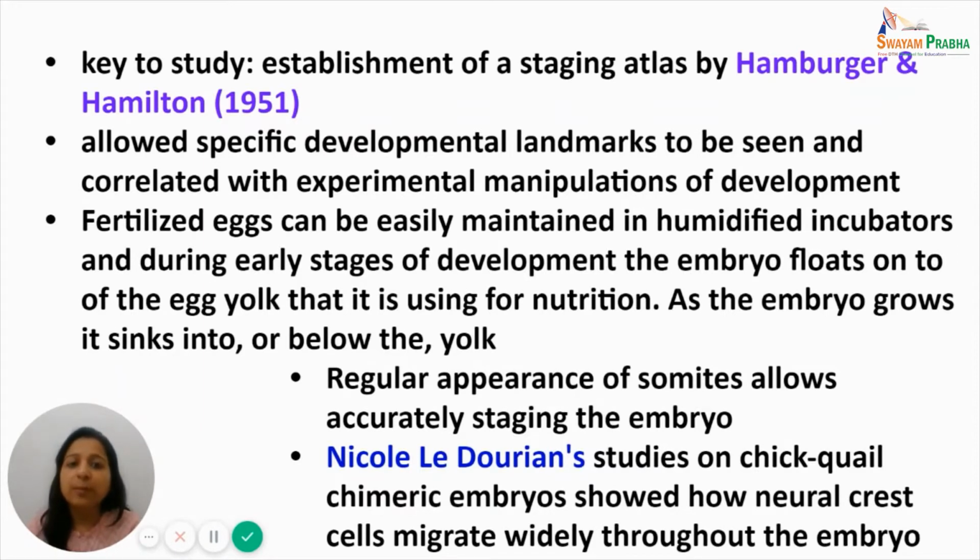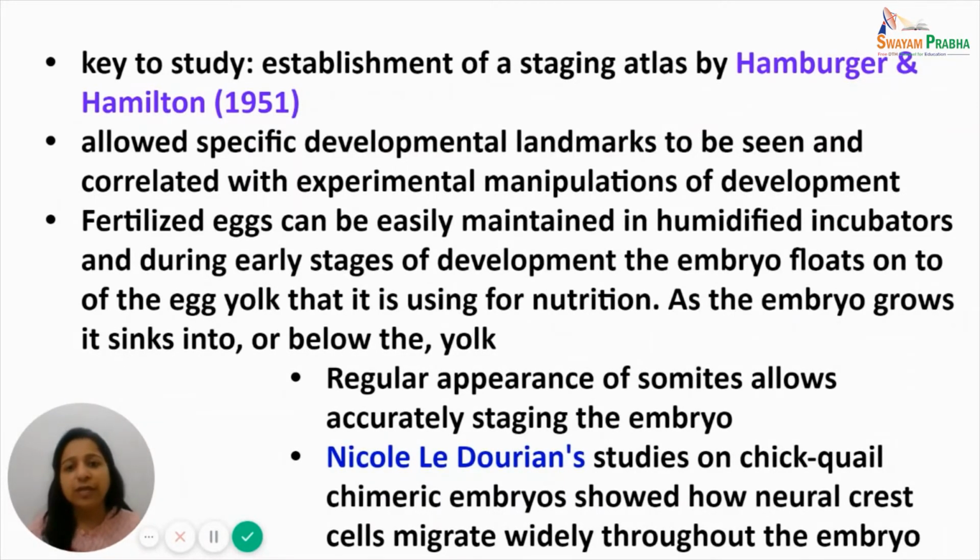Also, the regular appearance of somites, which are paired structures on either side of the notochord on the dorsal side of a growing embryo, which are quite prominent during the embryological development of the chicken egg. We'll also discuss the appearance of somites in the later slides. So the regular appearance of these somites also allowed the investigators to accurately stage the embryo.